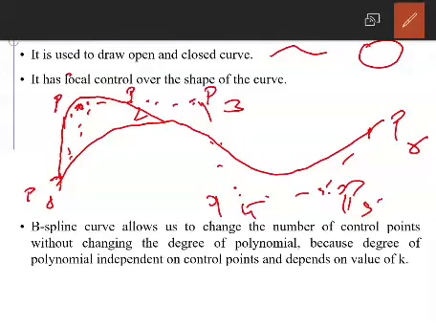So the B-spline curve allows us to change the number of control points without changing the degree of the polynomial. Why? Because the degree of the polynomial in a B-spline curve is independent of the number of control points. It only depends on the value of k. So here we can decrease any one of these control points, suppose this one, or we can increase one more control point. That is possible here in the B-spline curve.